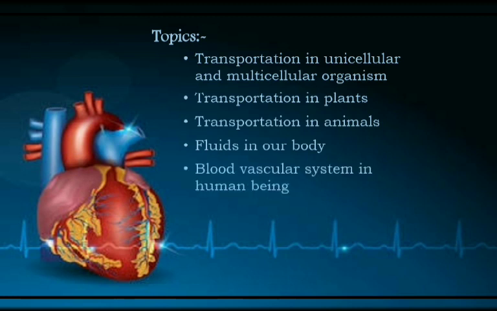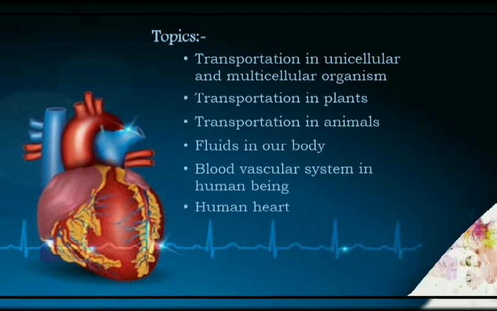Next is the blood vascular system in human beings. Blood vascular, basically blood vessels in human beings. Here we will discuss how blood will be transferred, through which capillary or tube it will be transferred in our body. Next one is the human heart. The human heart is most important because in that there is the diagram, double circulation, valves, there are so many things.